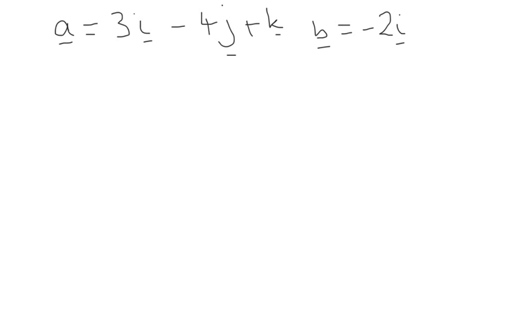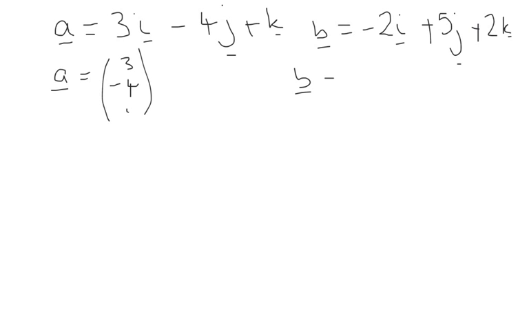Another example is find the angle between A, which is 3i, subtract 4j plus k, and B, negative 2i plus 5j plus 2k. A in component form is 3, negative 4, 1, and B is negative 2, 5, 2.